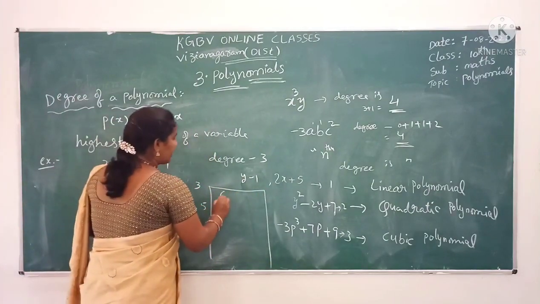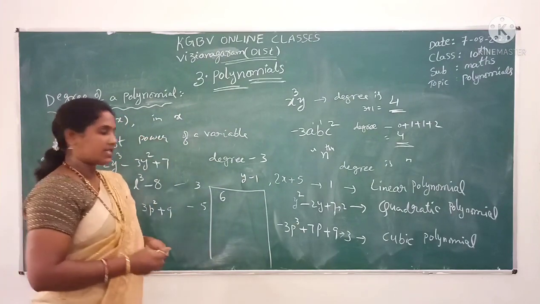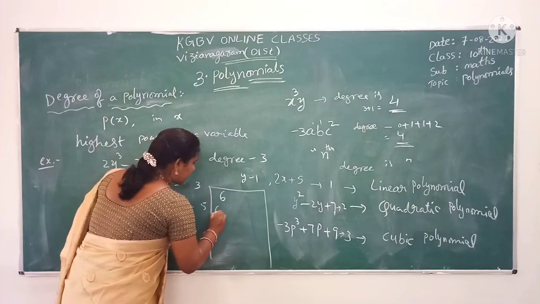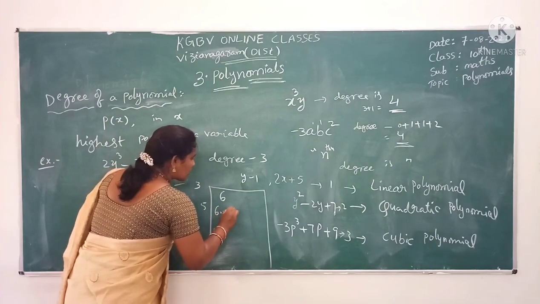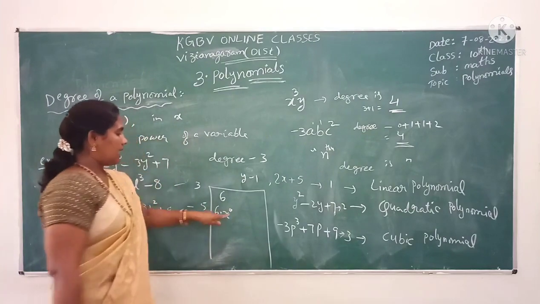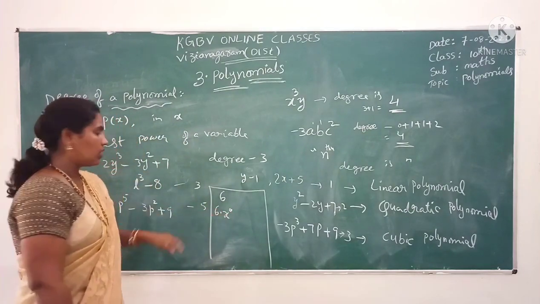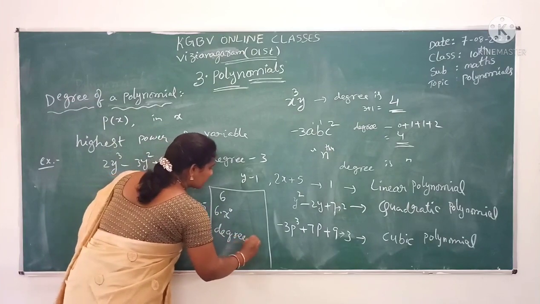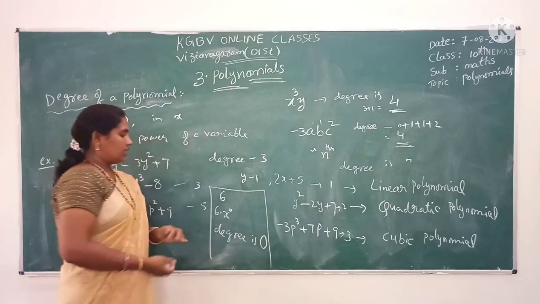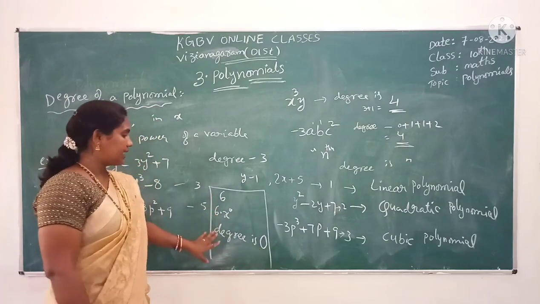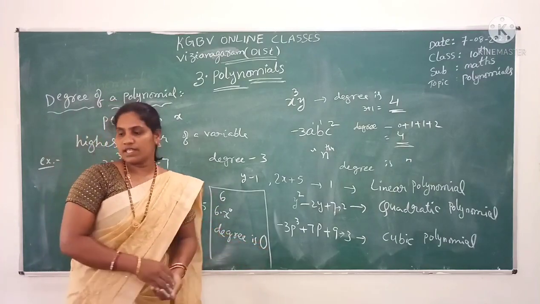Take 6, which is a constant. The degree of 6: it can be written as 6 into x to the power of 0. So the variable has exponent 0, so the degree is 0. The degree of a constant is 0.